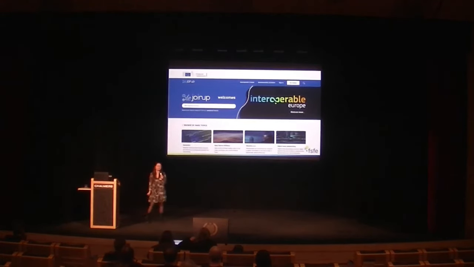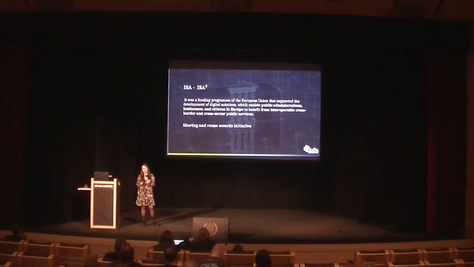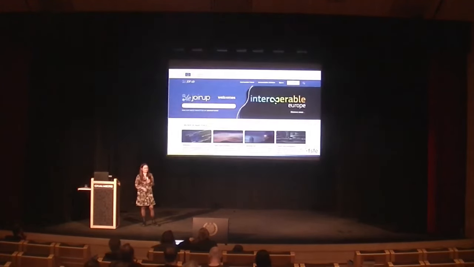By the way, the ISA and ISA Square projects are not running anymore, also because of a lack of budget. Again, I think it shows that there are already things happening in this direction, but with the lack of a dedicated budget or specific activities, these kinds of efforts cannot really run for too long.